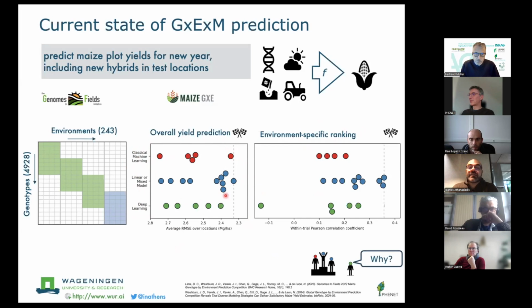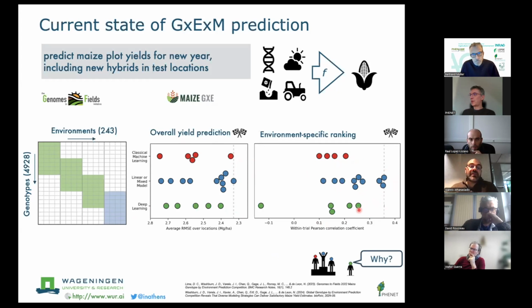rankings. And if you see here, it looks like that deep learning is far away from the frontier of more classical methods, either classical machine learning or linear or mixed models. And if we look into environment-specific rankings, there is a huge gap between the frontier of the best models and what we can actually build with deep learning. And the key question is why?